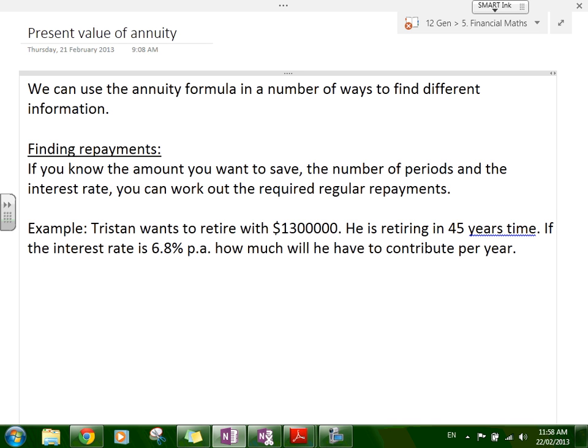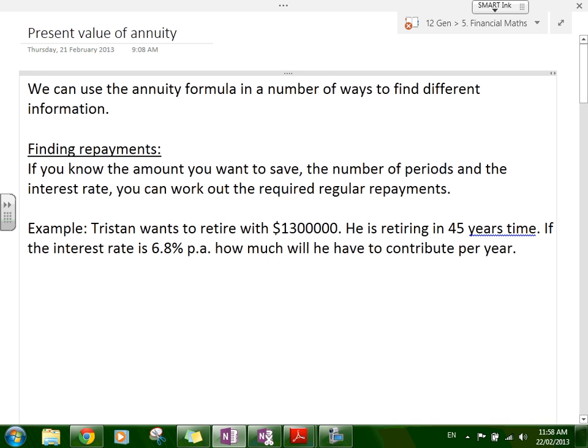Okay, so conceptually it's fine. There's a little bit of working out and things like that. So we can use the annuity formula. It's actually a very useful formula that does a whole lot of things. Okay, so what we're looking at today is the present value of annuity.